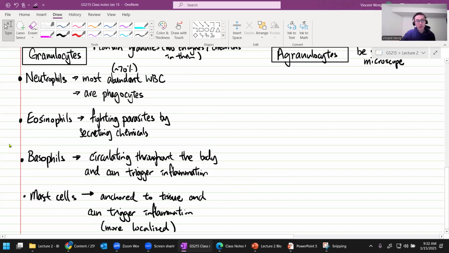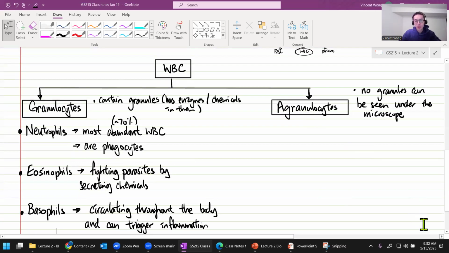On a side note, the basophil, for example, also secretes something called heparin. Does anybody know what heparin does to your blood? You may have heard of it before. No? Okay. Heparin is a blood thinner. It prevents your blood from clotting inside your blood vessel, basically. So they have a lot of chemicals, and all these chemicals do different things, and they're all stored in granules. That's what makes them granulocytes. All right, so let's move on to agranulocytes.